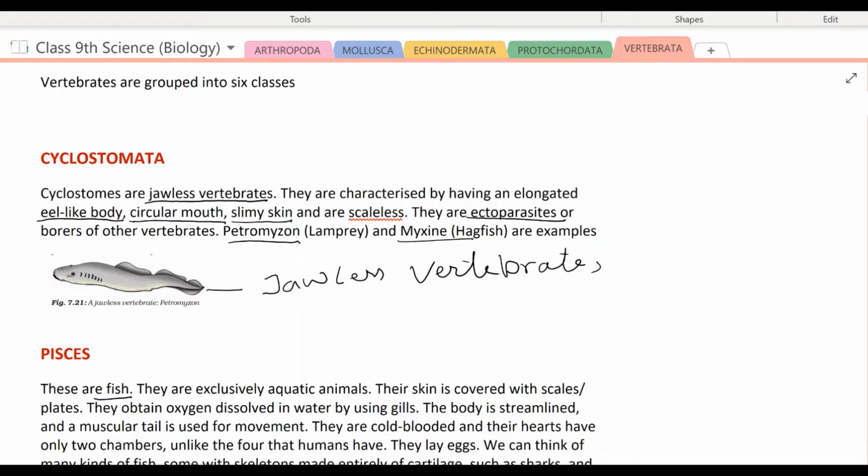We have discussed Pisces. It is an exclusively aquatic animal. The skin is covered with scales and plates. They obtain oxygen dissolved in water by using gills, meaning respiration through gills. The body is streamlined and a muscular tail is used for movement. They are cold-blooded and their heart is two-chambered.